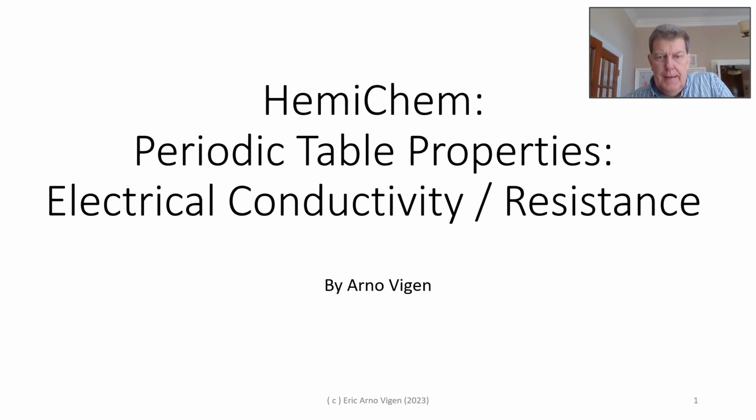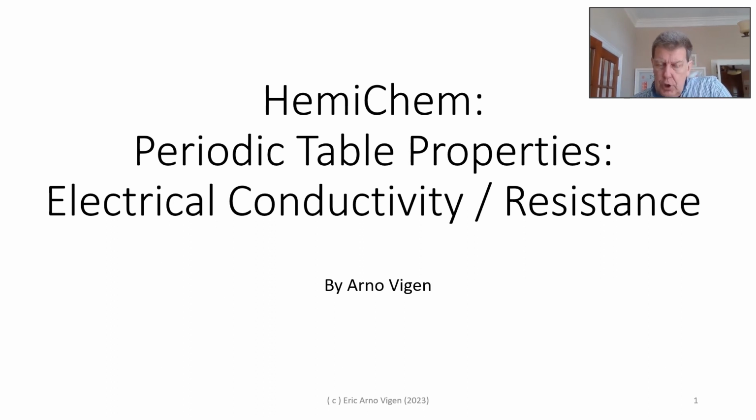Today I'm going to explain about the periodic table properties, specifically how the table itself tells you about electrical conductivity and/or its opposite, the resistance. And that's all based upon the various columns in the periodic table.